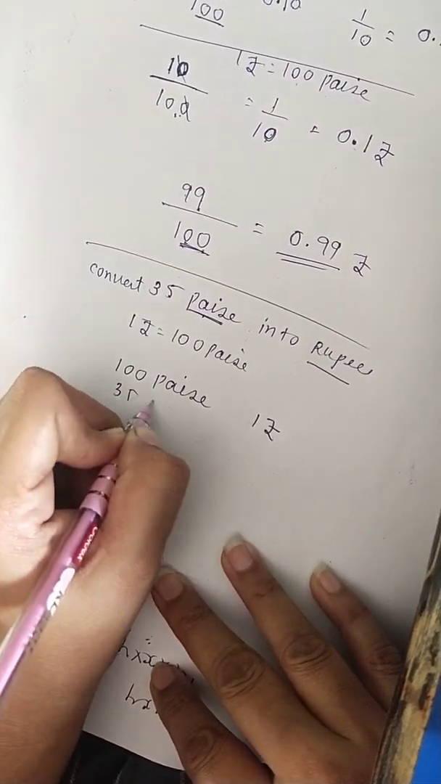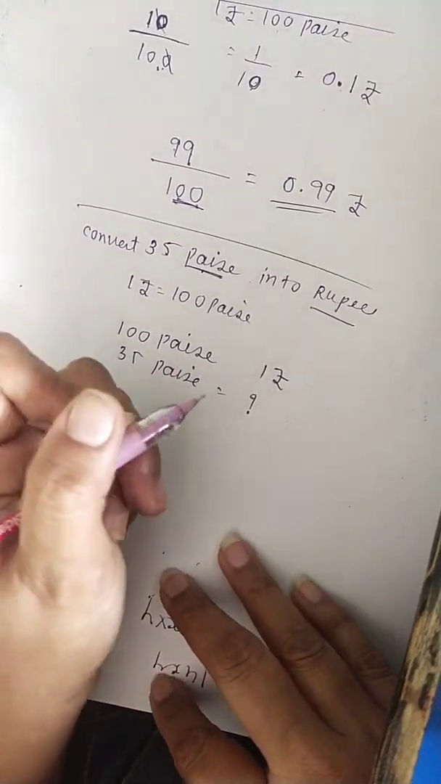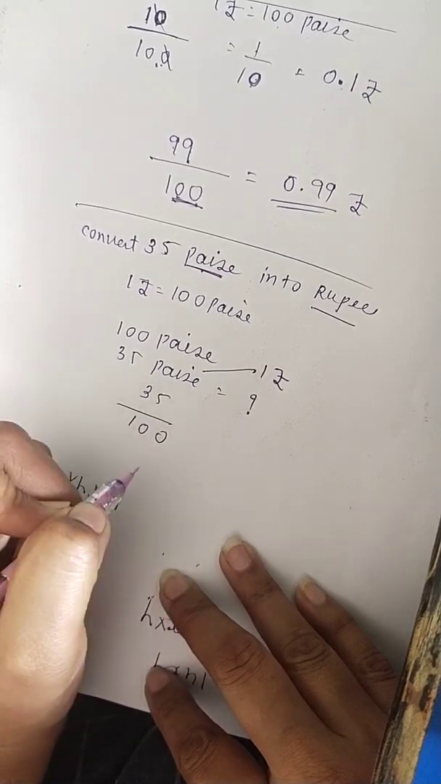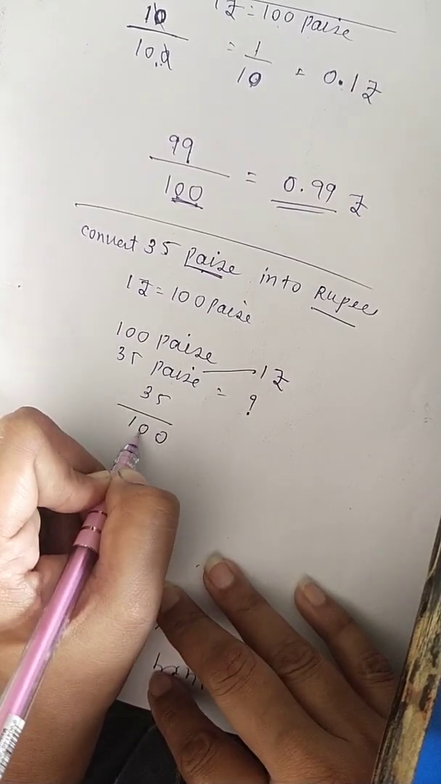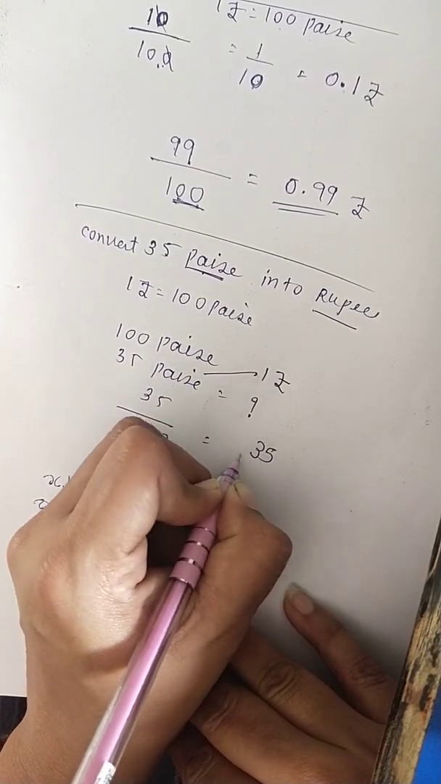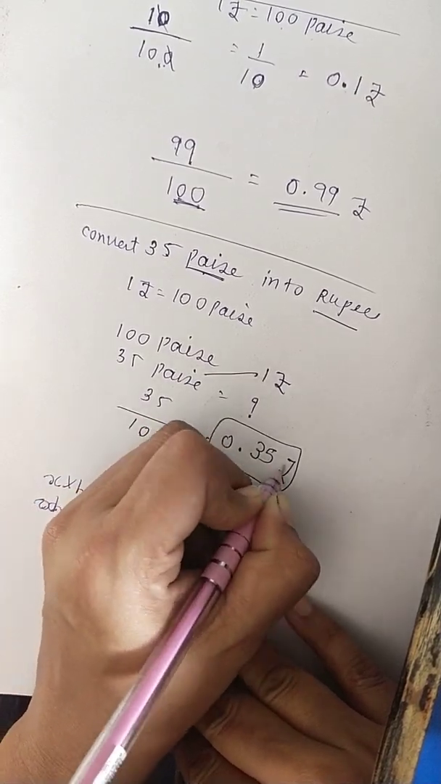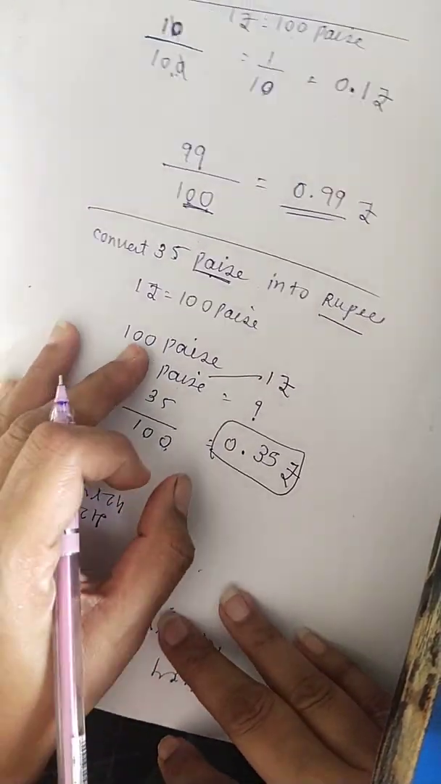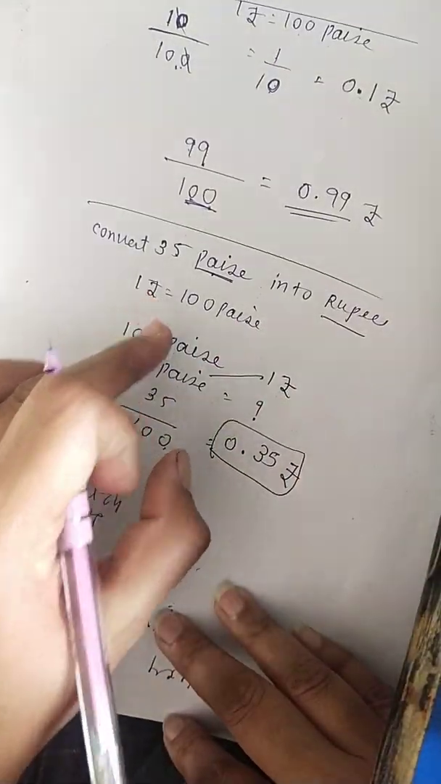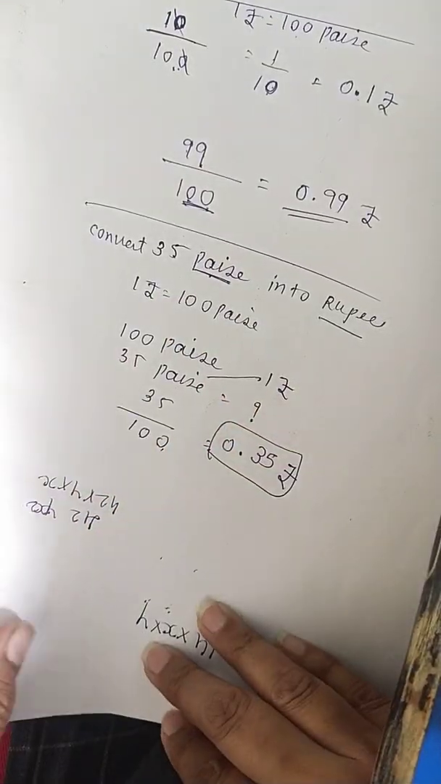Now 35 paise is equal to how much? Okay, now cross multiplication, 35 divided by 100. Here two zeros are there. So 5 and 3. After the two digits, put the decimal point and 0. So this is 0.35 rupee. In short, to convert paise to rupee we divide by 100, and to convert rupee to paise we multiply by 100.